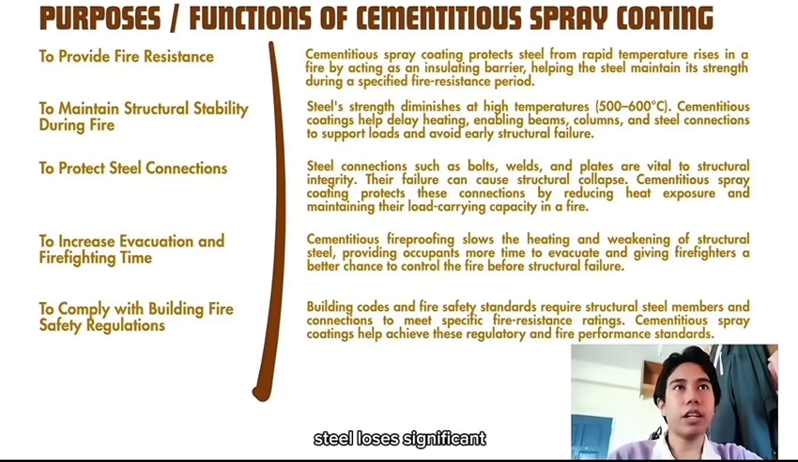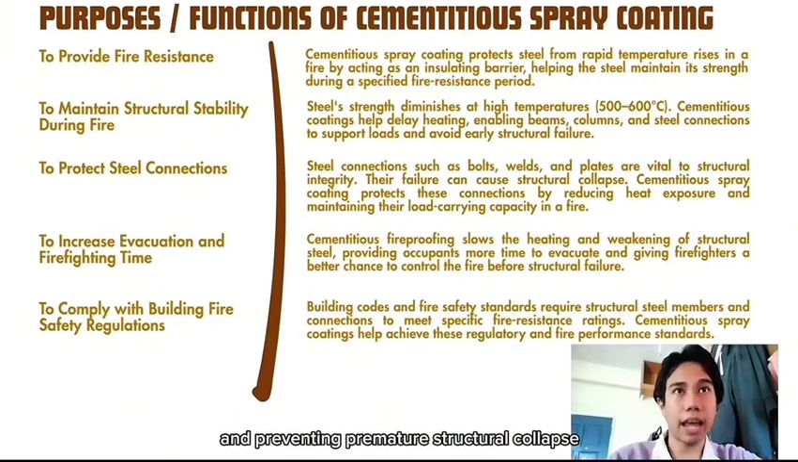Steel loses significant strength when exposed to high temperatures around 500 to 600 degrees Celsius. Cementitious coating delays the heating process, allowing beam, column, and steel connections to continue carrying loads and preventing premature structural collapse. The third one is to protect steel connections.